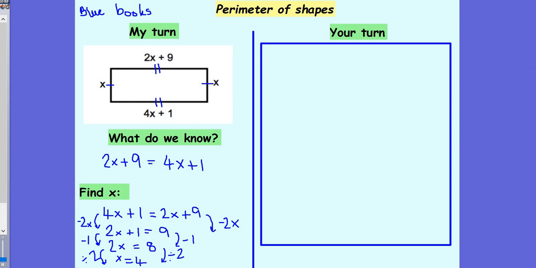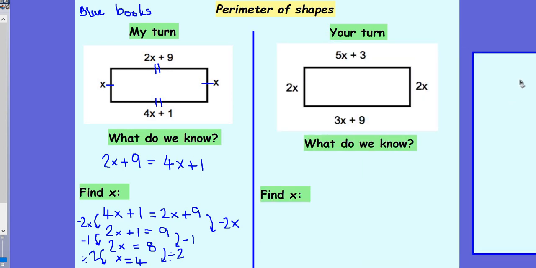Over to you, Year 7. In your dark blue books, can you have a go at this example for me, please? Pause the video, spend 5 minutes on this now.